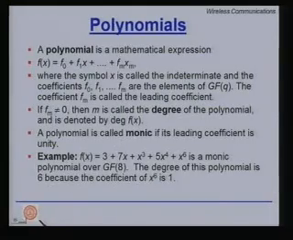Now, let us take a brief mathematical detour and get into the domain of polynomials, because we will learn that it is very easy and logical to express a code word, which is a cyclic code word, as a polynomial. There is a one-to-one correspondence. So, what is a polynomial? A polynomial is a mathematical expression.